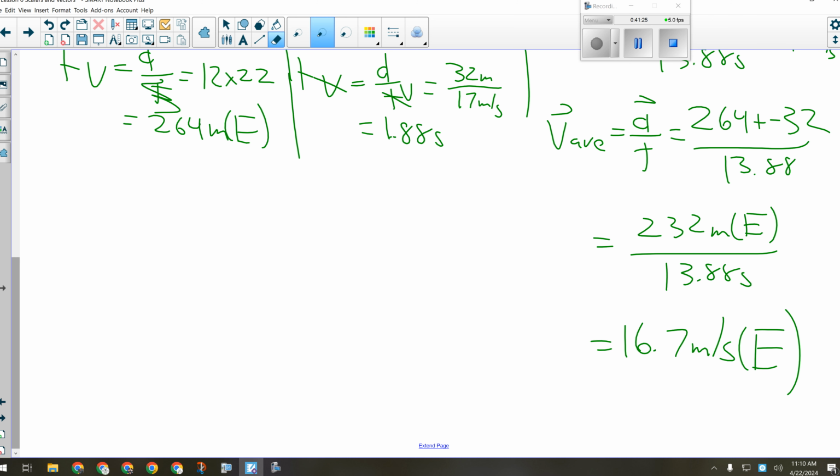Everybody all right with how that one worked? So you had to do a couple of extra v equals d over t calculations. That's going to happen. But in the end, you didn't have to do any rocket science.